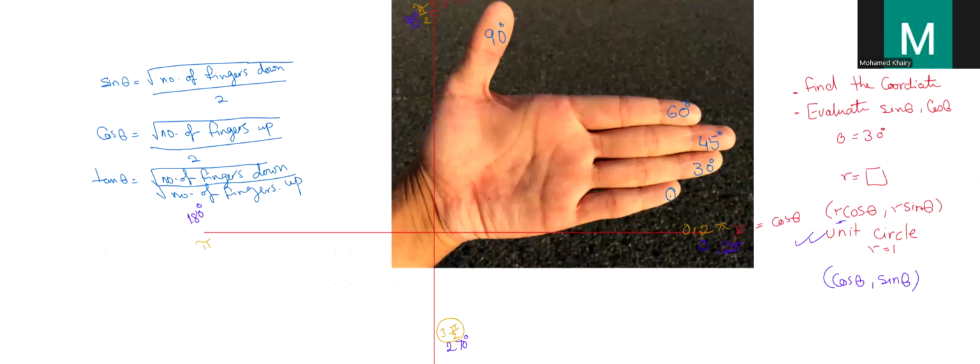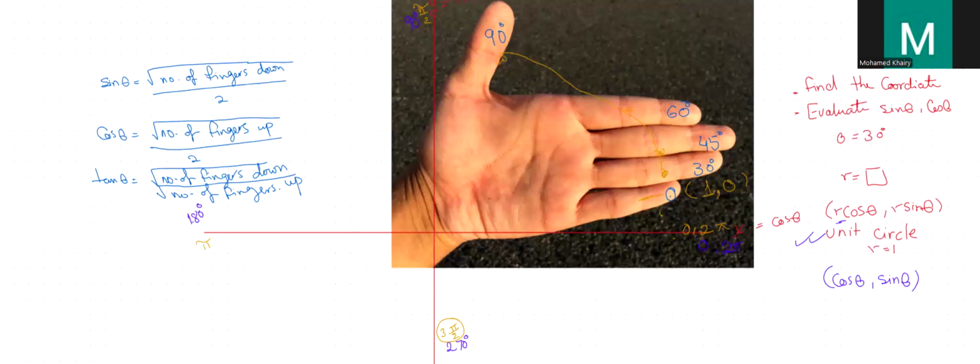So for example, if I ask you what's the corresponding unit here, this is 0, right? So cosine here is 1, because what is the number of fingers up? Count with me. 1, 2, 3, 4. So radical 4 over 2 is going to be 1. Then if I ask you about sine, the number of fingers down here, no fingers down, so it's going to be 0.